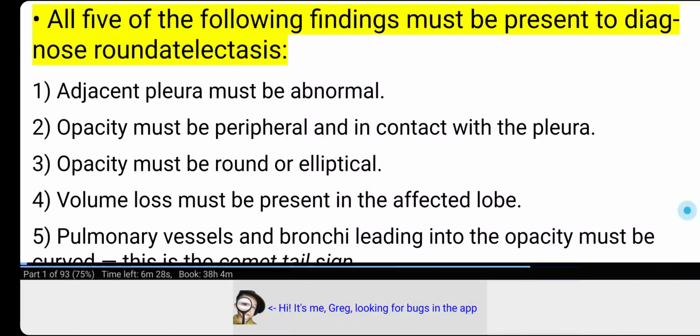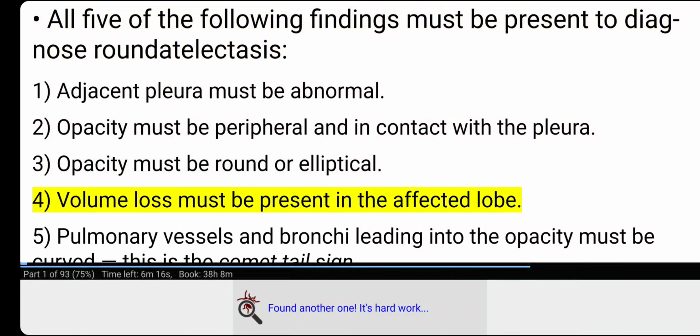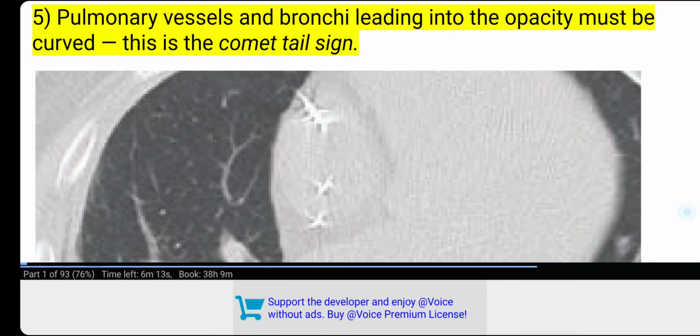All 5 of the following findings must be present to diagnose round atelectasis. 1. Adjacent pleura must be abnormal. 2. Opacity must be peripheral and in contact with the pleura. 3. Opacity must be round or elliptical. 4. Volume loss must be present in the affected lobe. 5. Pulmonary vessels and bronchi leading into the opacity must be curved. This is the comet tail sign.